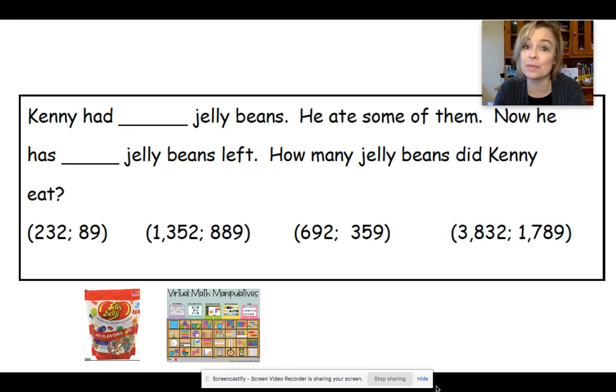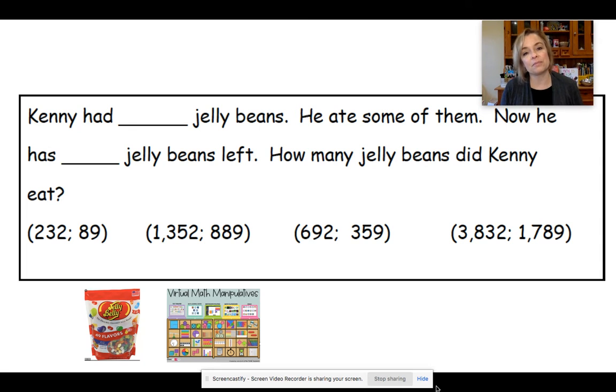And lastly, this is a big one. If you want a challenge, Kenny had 3,832 jelly beans. He ate some, and now he has 1,789 jelly beans left. How many jelly beans did Kenny eat?